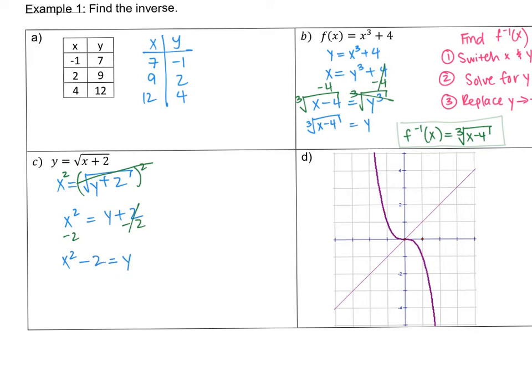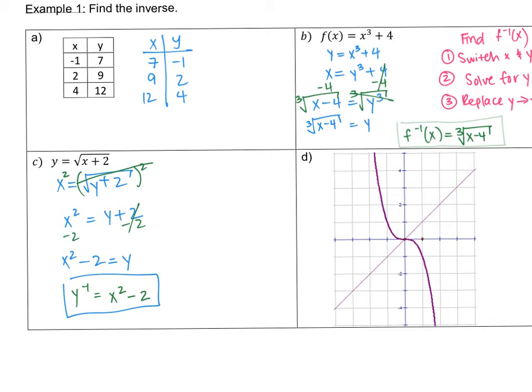Now, once you get to this part, I want you to notice that this started with a y, so you don't need f of x here. Instead, I'll just call this y inverse equals x squared minus 2, since I didn't start with an f of x. And so this would be my answer.